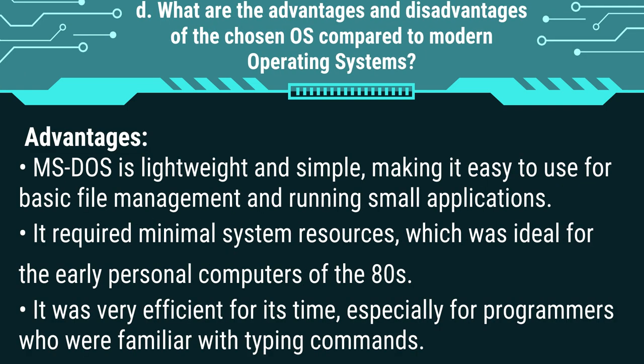Next question is, what are the advantages and the disadvantages of the chosen OS compared to modern operating systems? The advantages of MS-DOS is that it is lightweight and simple, making it easy to use for basic file management and running small applications. It required minimal system resources, which was ideal for the early personal computers of the 80s. It was very efficient for its time, especially for programmers who were familiar with typing commands.